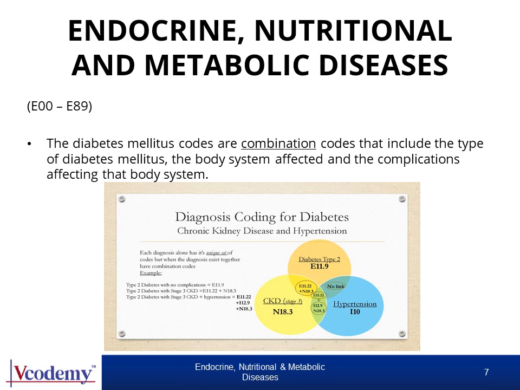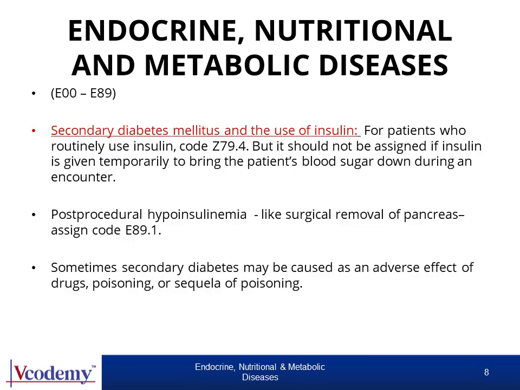So diabetes may affect different body systems. See here in the picture you can see that CKD and hypertension are present along with diabetes. So all these are interrelated diseases. So then you have to take the combination code. Secondary diabetes mellitus and the use of insulin.